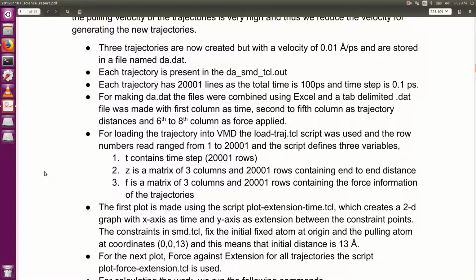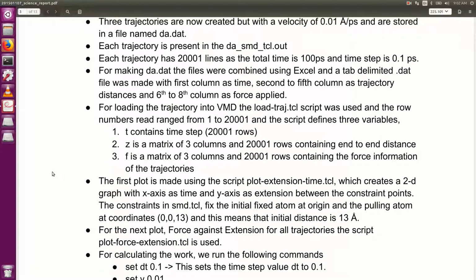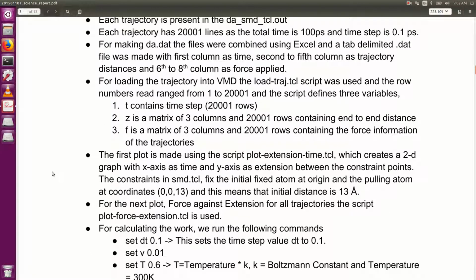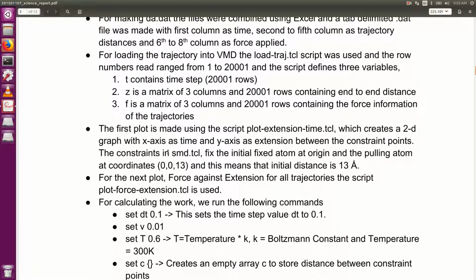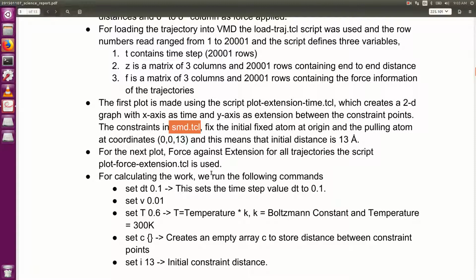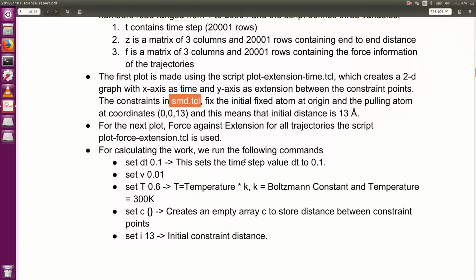Similarly, following the other steps and creating the da.dat file, then loading the trajectory into VMD, we use the load_traj.tcl script, and the row numbers are from 1 to 20,001. The first plot was made using the script plot_extension_time.tcl, which creates a 2D graph with x-axis as time and y-axis as extension between the constraint points. The constraint in smd.tcl fixes the initial position at origin and the pulling atom at coordinates 0, 0, 13, and this means that the initial distance is 13 angstrom.